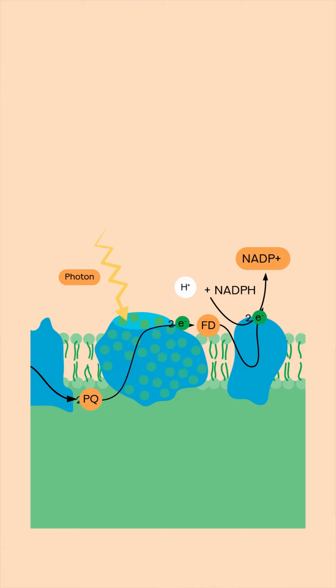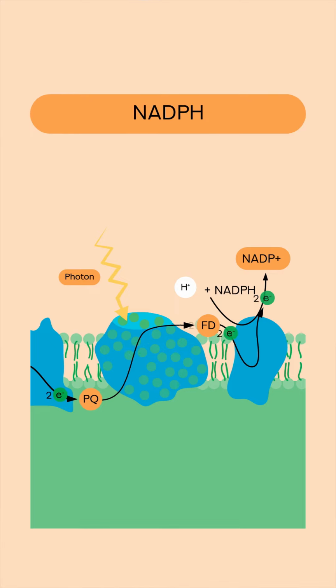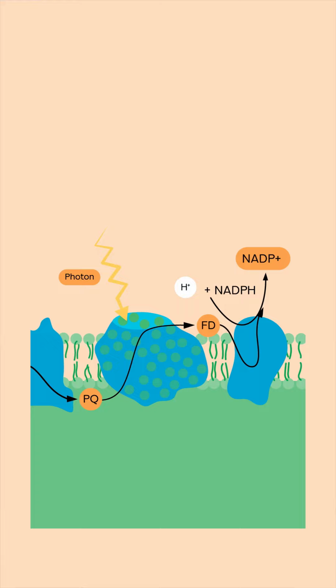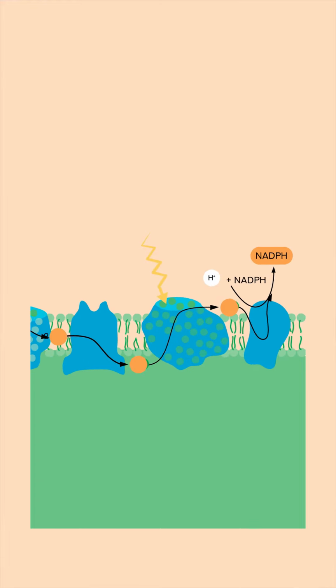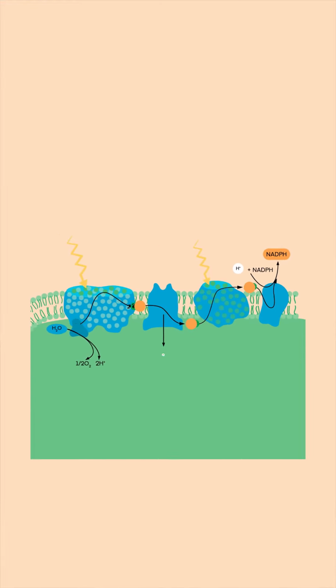Both ATP and NADPH go on to play crucial roles in carbon fixation. Notice how the electrons that started in H2O leave the chain via NADPH? Because these electrons are not recycled by either photosystem, this production of ATP and NADPH is called non-cyclic photophosphorylation.